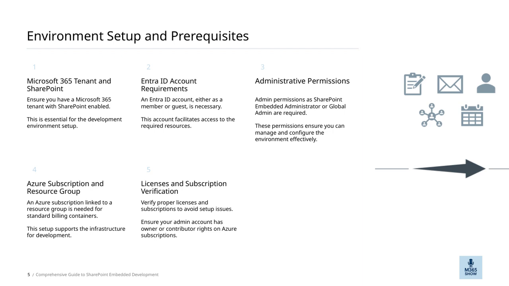Moving on to the Azure subscription itself, you'll need a linked subscription associated with a resource group. This setup provides the standard billing containers and supports the infrastructure you'll build your development environment on. Think of it as laying the foundation for your work. Now, regarding permissions, you need to have admin rights as a SharePoint Embedded Administrator or a global admin. These roles give you the authority to manage and configure the environment comprehensively, ensuring you can handle all necessary tasks smoothly. Additionally, you'll need an Entra ID account, whether you're a member or a guest.